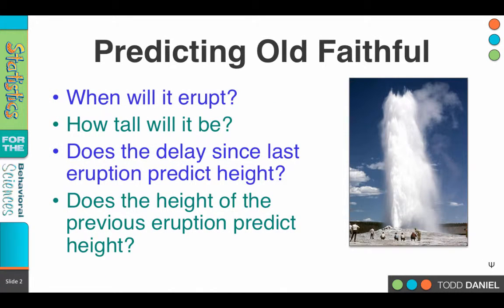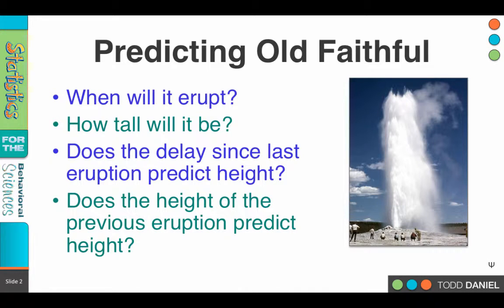Let's start with this example of the geyser Old Faithful. As we visit this geyser, we may become interested in some things that we can measure about it. We might want to know things like, when will the geyser erupt next? And we may want to know, how tall will the geyser be? Now, are those things that we can measure? Of course, we can measure time and we can measure height.